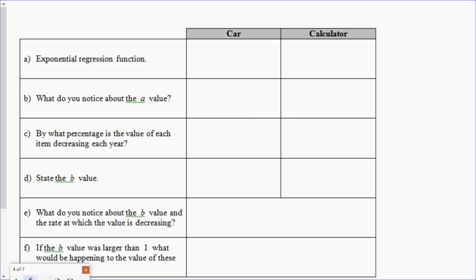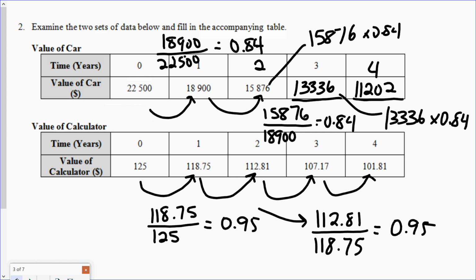So doing the regression, do the car one first. Put it in L1 and L2. You guys have done so many regressions, you know exactly what you're doing. And then EXP, REG, so an exponential regression, you're going to get it in the form y equals a times b to the power of x. It'll give you your a and b values. So do it for the car, do it for the calculator, fill in a through d for both, and then unpause the video, and we'll talk about all of those things.